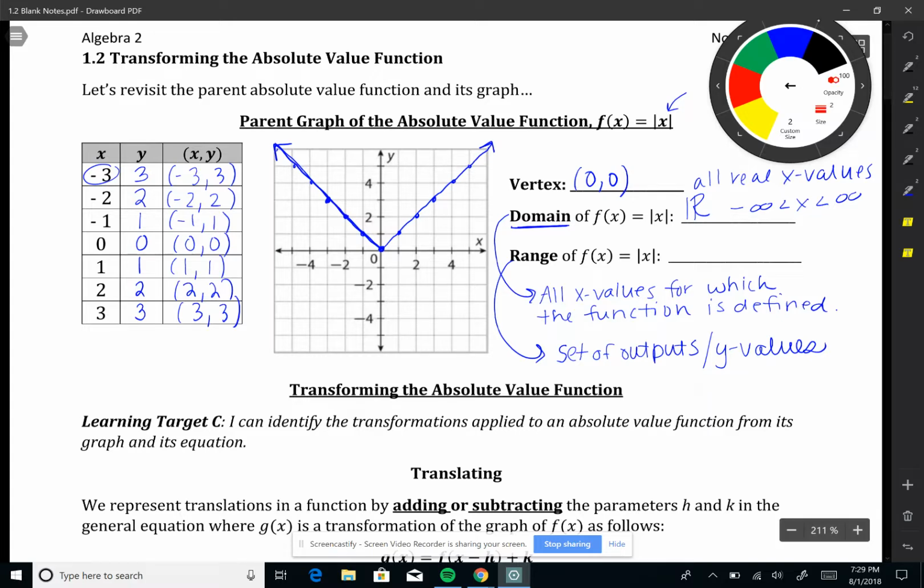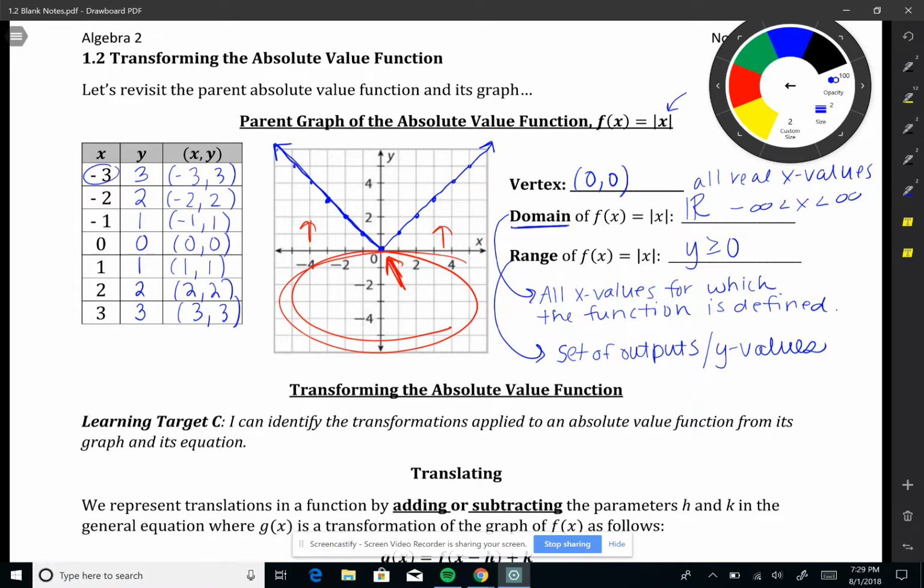If you can see, the lowest point on our graph is right here at (0, 0). So we have no y values in negative territory. So our entire graph, this blue part, lies above this point at our vertex, which is at a y value of 0. So our range is y is greater than or equal to 0, which makes sense because when we're taking the absolute value of numbers, the lowest number we'll ever get is 0 because the absolute value of 0 is 0. All other absolute values are positive.